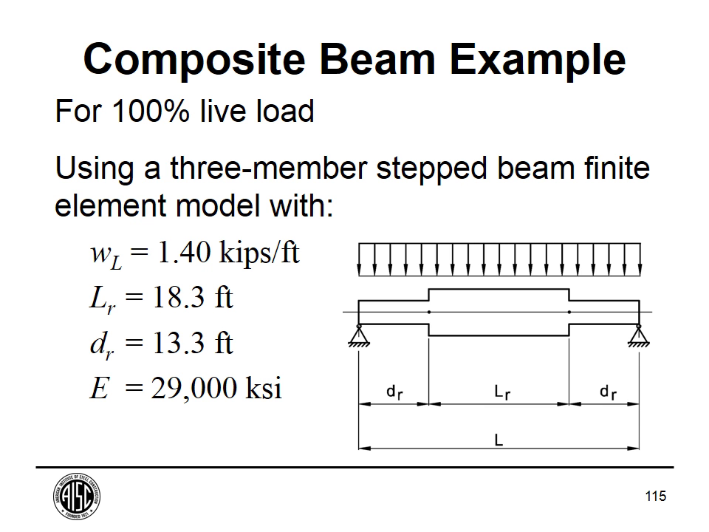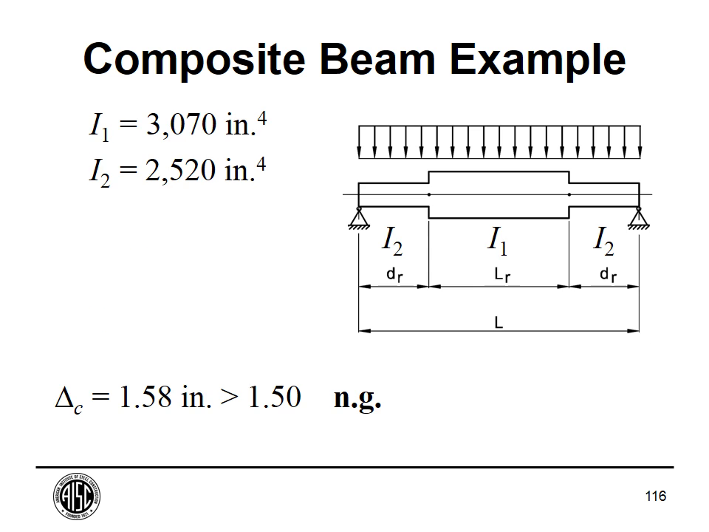Now I used what we talked about at the very beginning of the lecture and did a finite element model with 3 elements on this beam, using the actual length of reinforcement and my live load of 1.4 kips per foot. And you can see what I've done. I've used I sub 1, which I've called the reinforced section properties, and I sub 2 here at the beam ends, and I ended up with the deflection being no good.